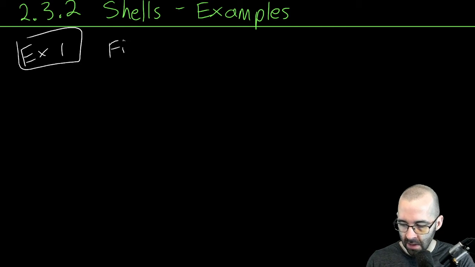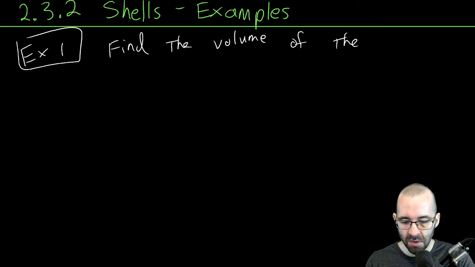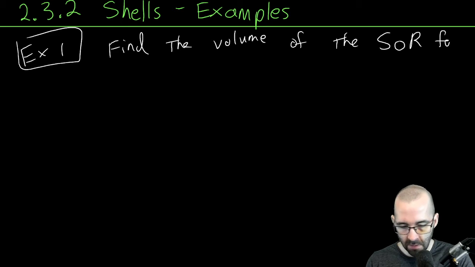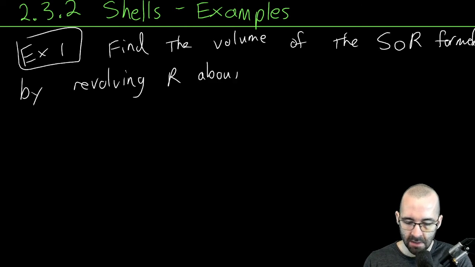Example 1. Find the volume of the solid of revolution formed by revolving R about the y-axis.